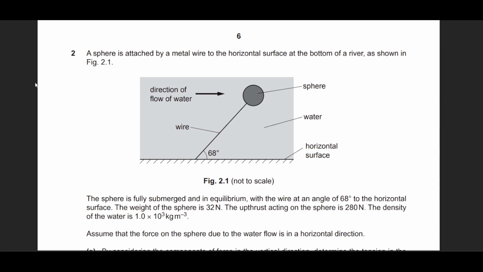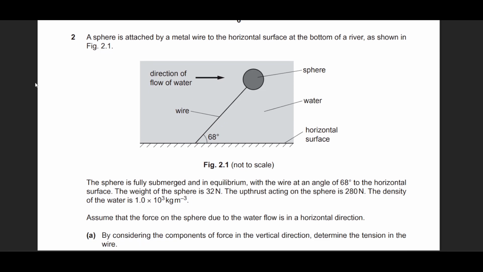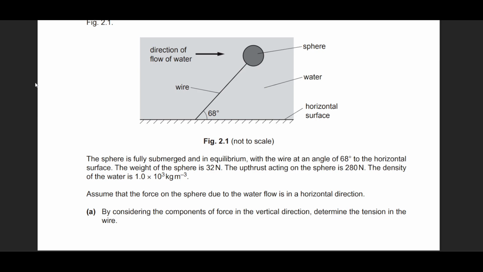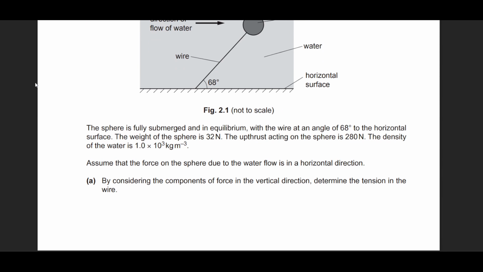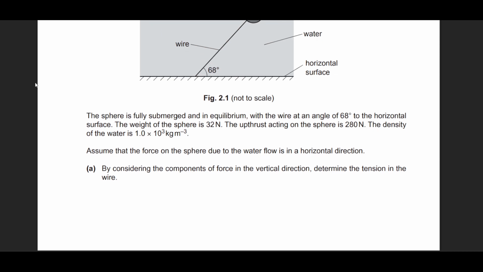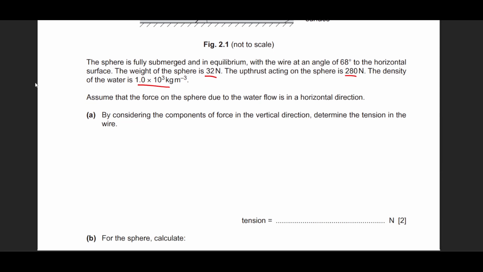Question number 2 is from dynamics. Let's see what he says. Okay, direction of flow of water. There is a wire, there will be tension in the wire, fully submerged and in equilibrium, which means that the weight is equal to the upthrust and the tension component provided by the wire. Horizontal surface, okay. Weight is 30 newtons, upthrust is to 80 newtons, the density of the water is given to you. Okay, fine. Assume the forces of sphere or flow are in the horizontal direction.